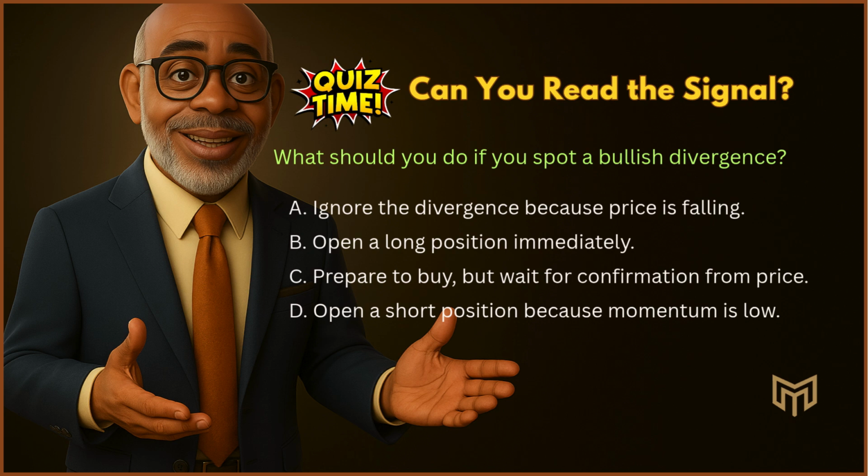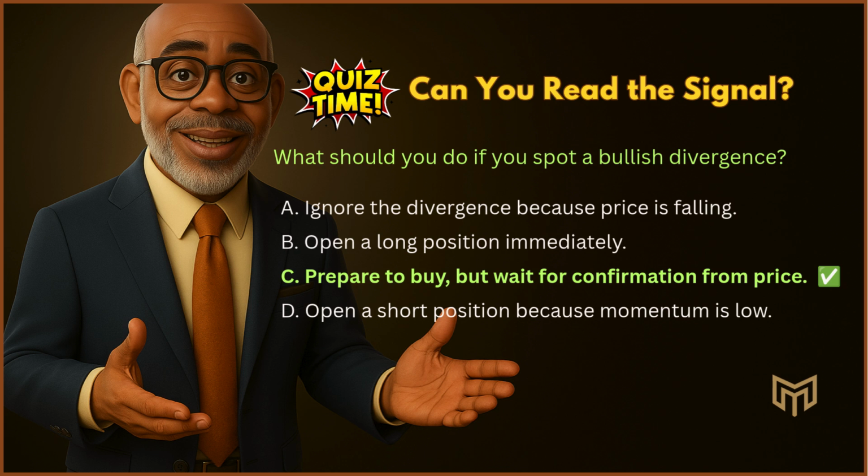The correct answer is C. Prepare to buy, but wait for confirmation from price. Spotting the divergence is only half the job. The MACD is giving you a heads up, not a green light. You still need price to confirm the move before you commit capital.